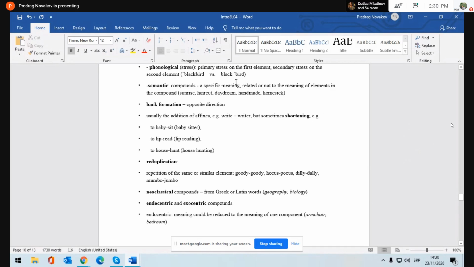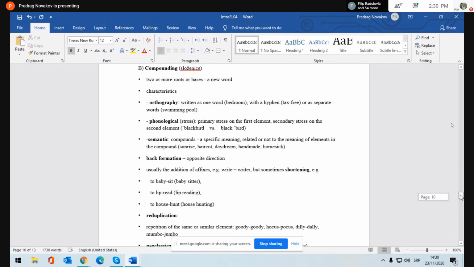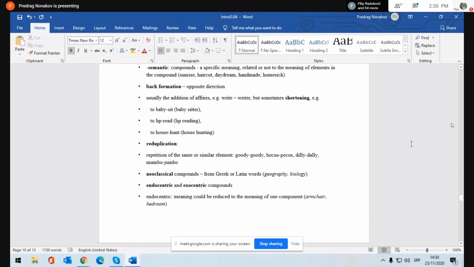Then, these are the characteristics. You remember we were discussing characteristics of compounds. Now we can explain a specific way to form compounds called back formation. Okay, back formation, a specific way to create compounds. We call it back formation because it has the opposite direction of what we usually do, okay?